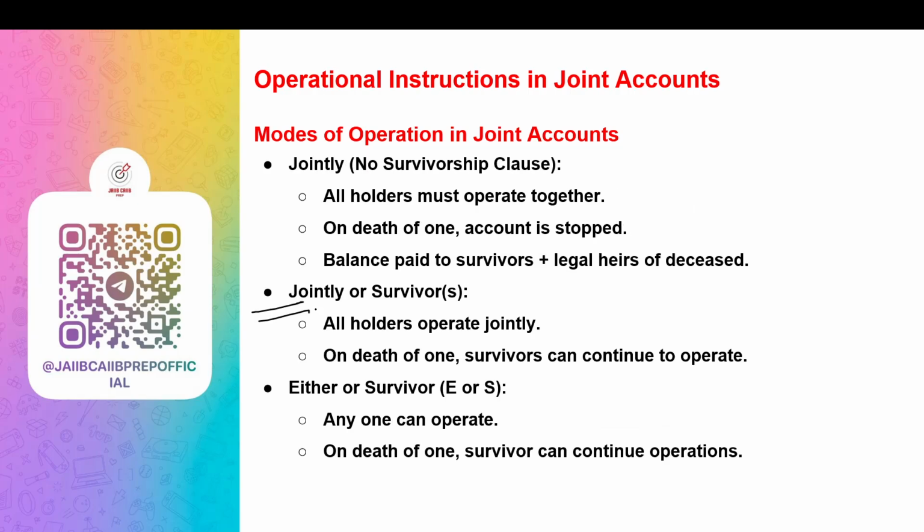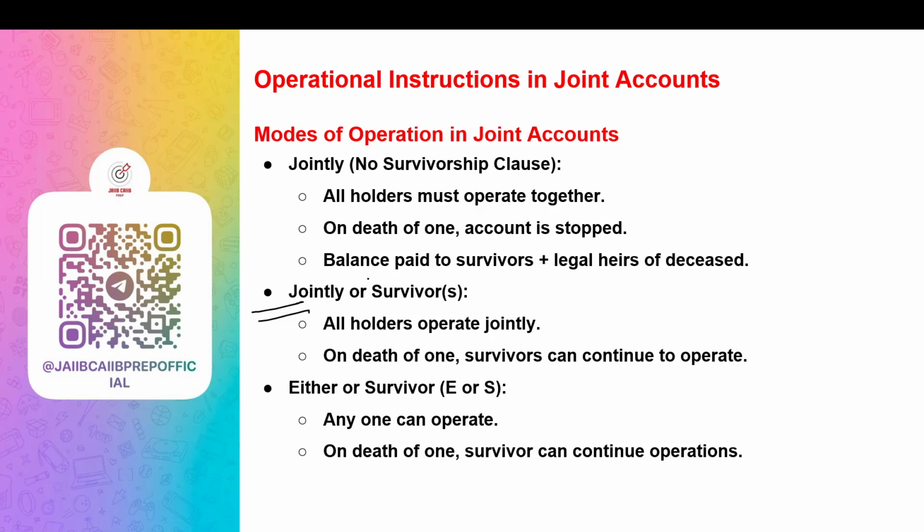Sorry, let's discuss either or survivor one more time. In this, either of the two can operate the account. The survivor can continue using the account or withdraw the full amount. For example, if a husband or wife open an account, either can sign, and if the husband dies, the wife gets access to the full amount.